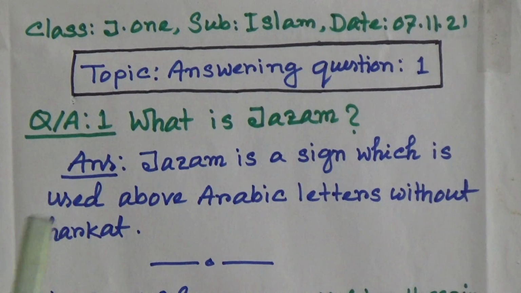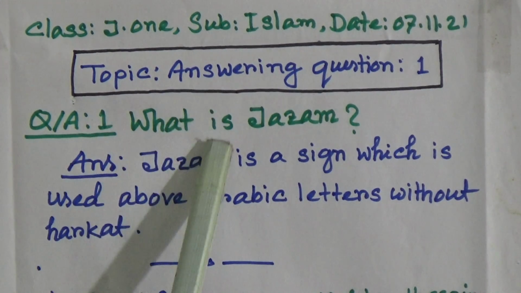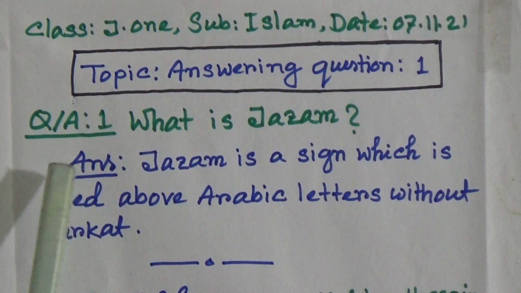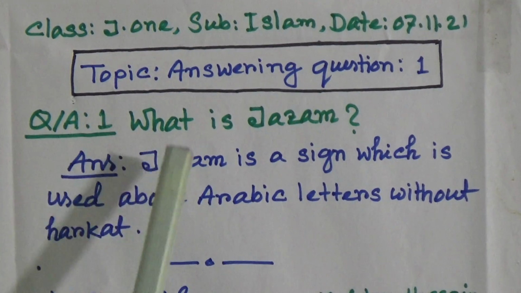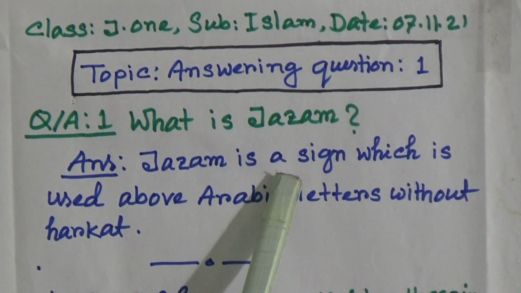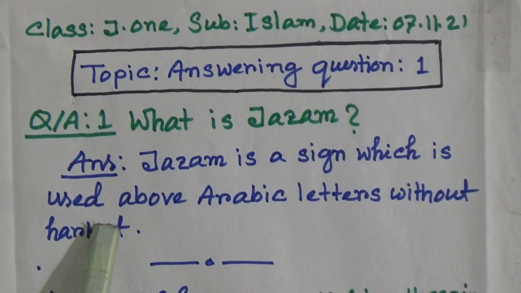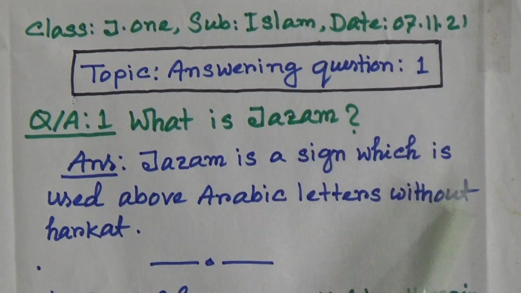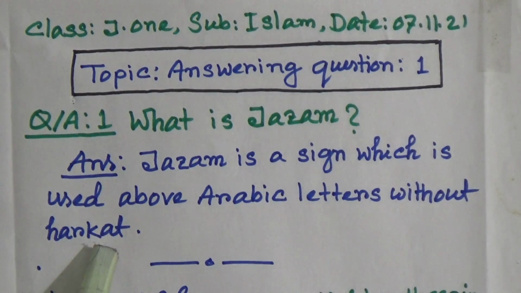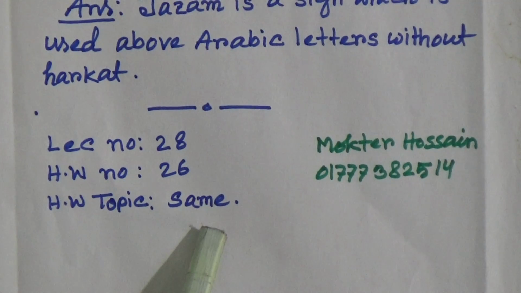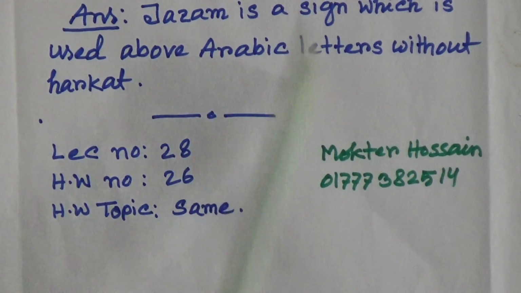Dear students, I repeat, what is jazm? And the answer is, jazm is a sign which is used above Arabic letters without harakat. Dear students, now SW and SW topic will be same, that means question number 1.